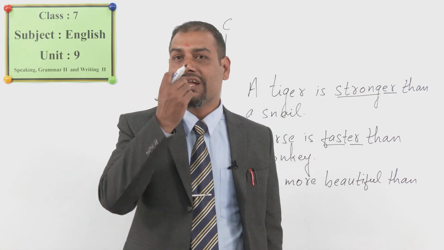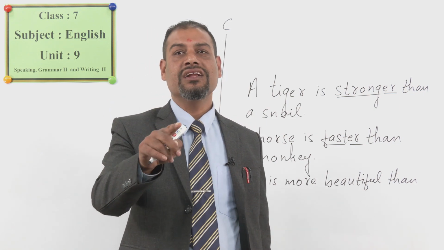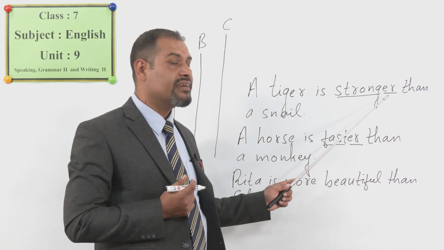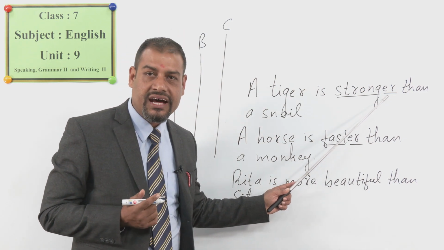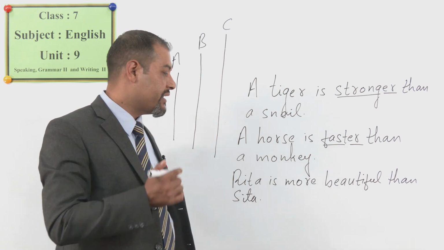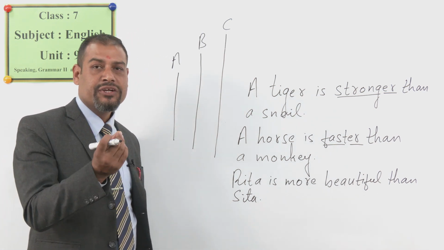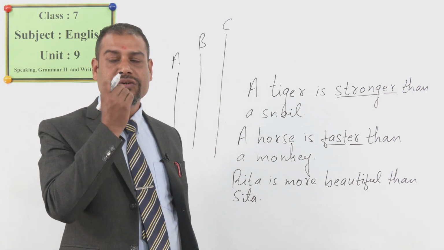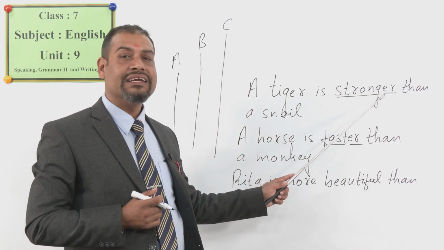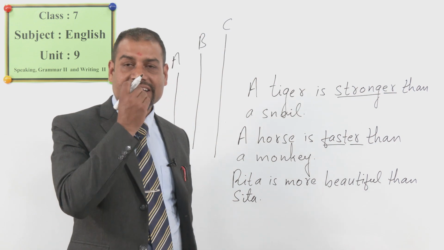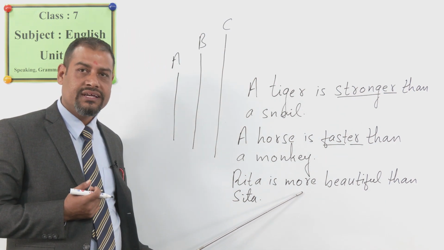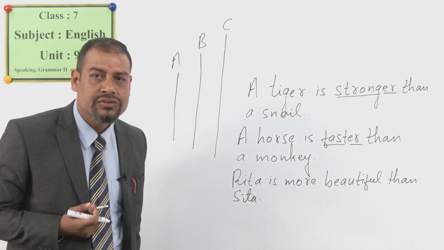If we pronounce the word in single or two syllables, at that time we add there -er. But if there are more than two syllables, then we have to add there more. Or simply you can understand, if the word is short to pronounce, you can add there -er. And if the word is longer to pronounce, you can add there more. Okay, this is what you have to do.